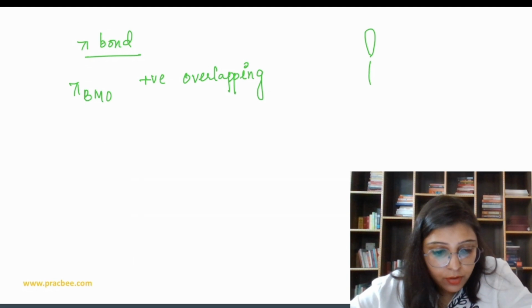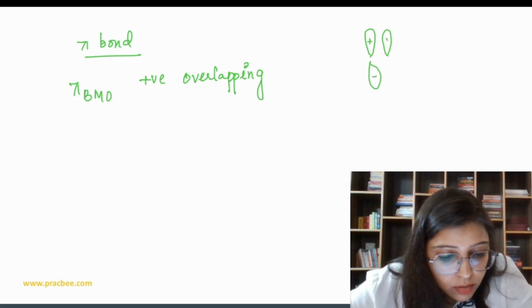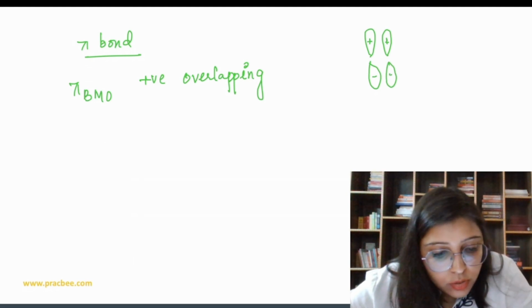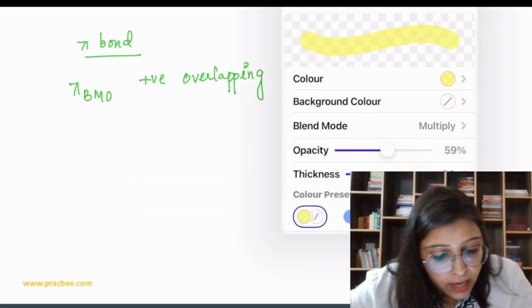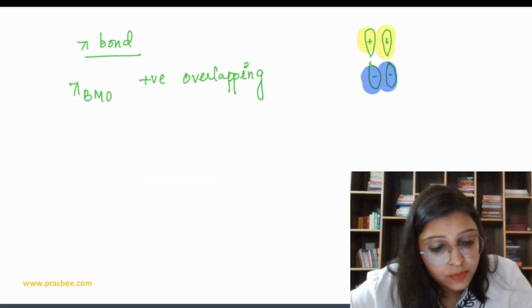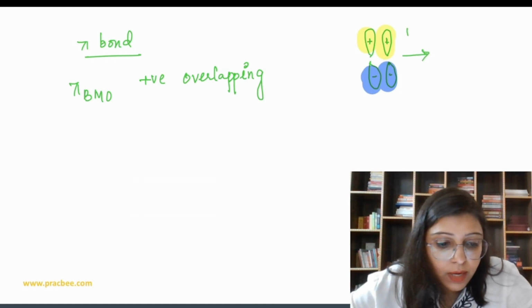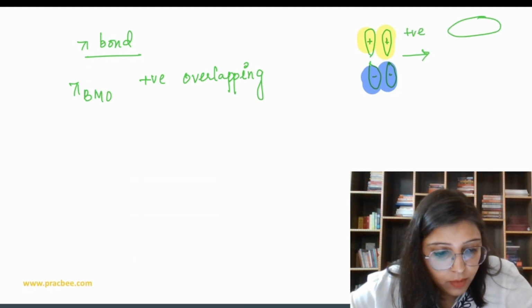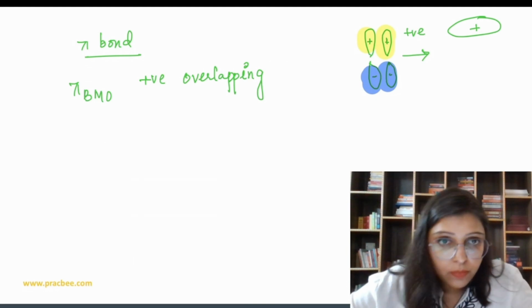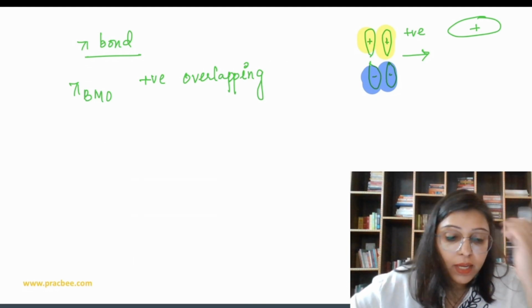So we have positive, negative, then we have positive and negative. So what happens? Positive overlaps with positive and negative overlaps with the negative. So on positive overlapping, we have one positive, the positive lobe, it becomes bigger.